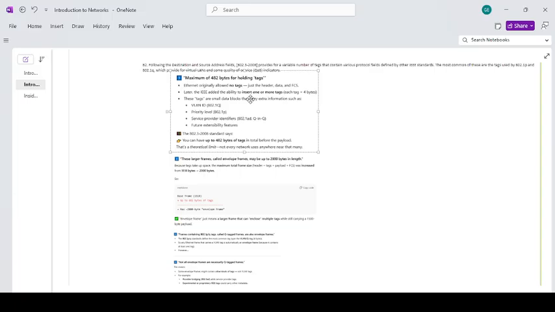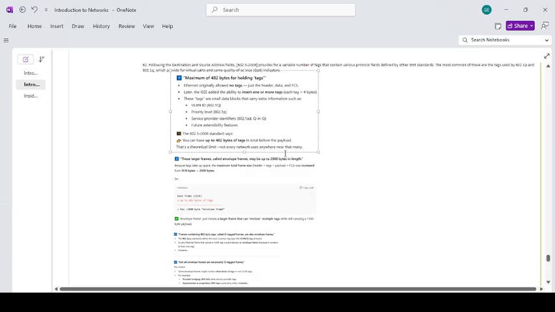These tags are small data blocks that carry extra information such as VLAN ID 802.1q, priority level 802.1p, service provider identifiers 802.1ad (Q-in-Q), and future extensibility features. So aside from priority and VLAN ID, it provides service provider identifiers to describe the service provider, and future extensibility features in case people want to innovate and add features. The 802.3 2008 standard says you can have up to 482 bytes of tags in total before the payload.